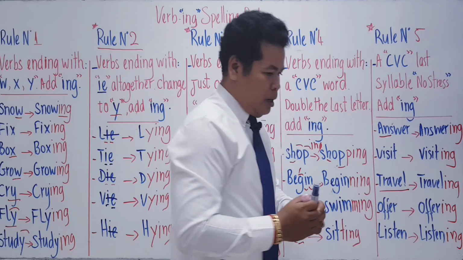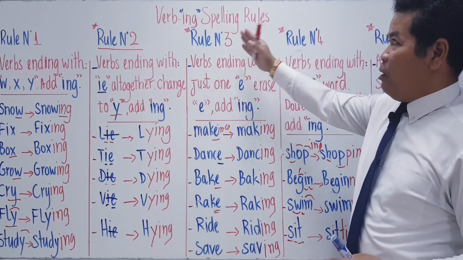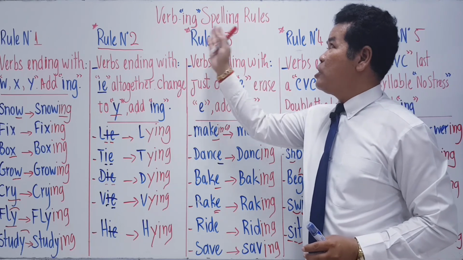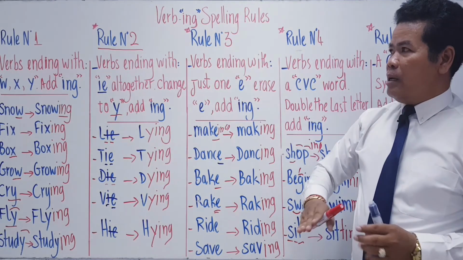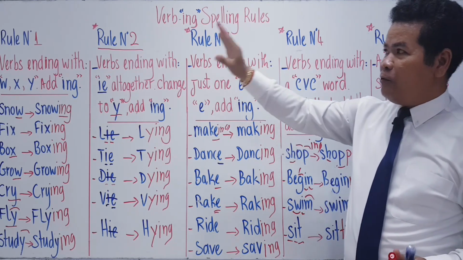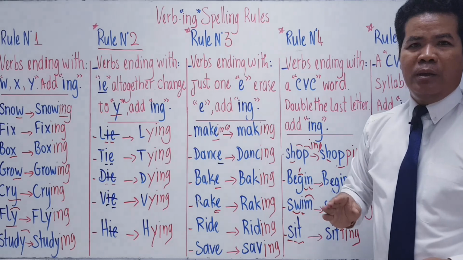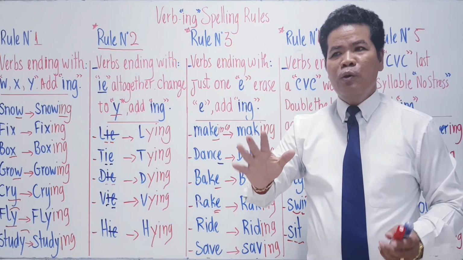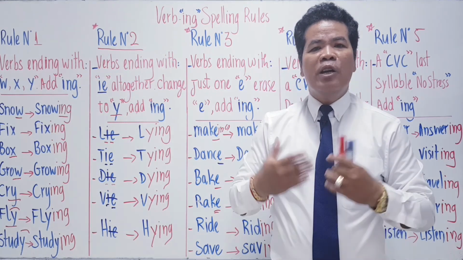Okay? So today we studied the verb plus ing spelling rule. And in conclusion, we have got 5 rules of ing spelling. We got 5. And if you are not clear now, please try to watch the video again and again.